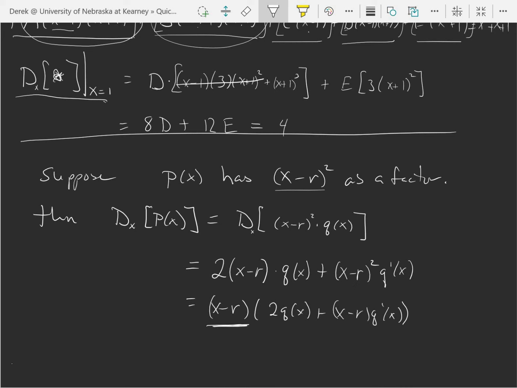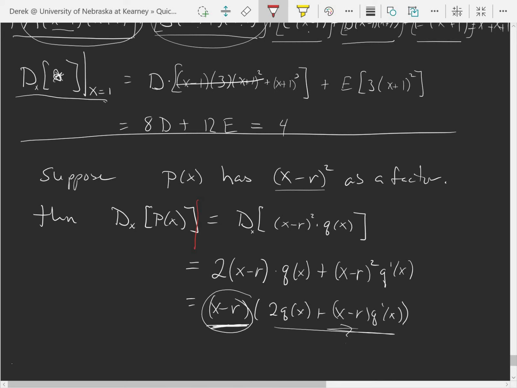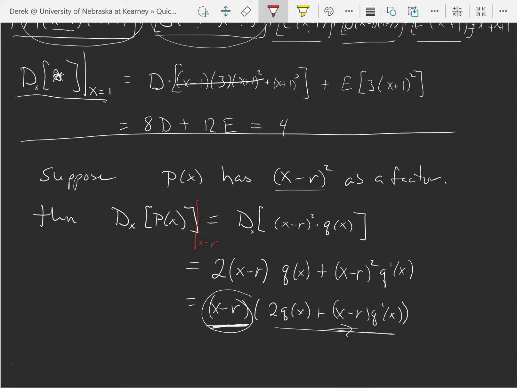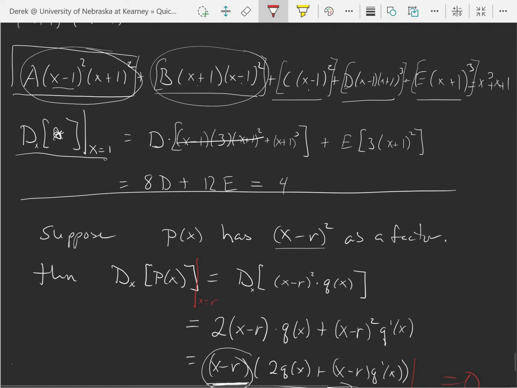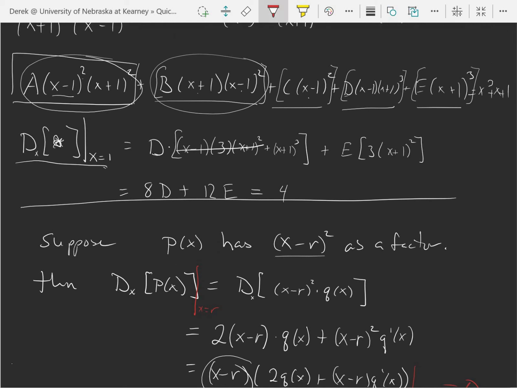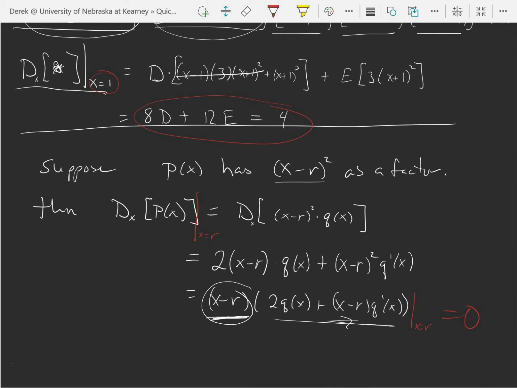So I've got this factor that sticks around. I don't know what happens in here, but I do have a factor that sticks around there. So the evaluation at that root is going to be 0. Right? So if I evaluate this thing at x equals r, you get 0. And so you can ignore the multiple roots when you evaluate at certain spots, and that allows you to use this derivative to compute some expressions a lot faster. Okay, that's probably enough for partial fraction decomposition.